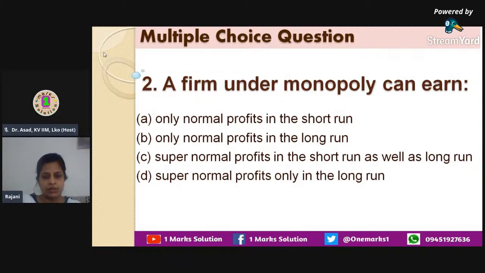I think that is the correct answer. And see, supernormal profits in the short run as well as long run.